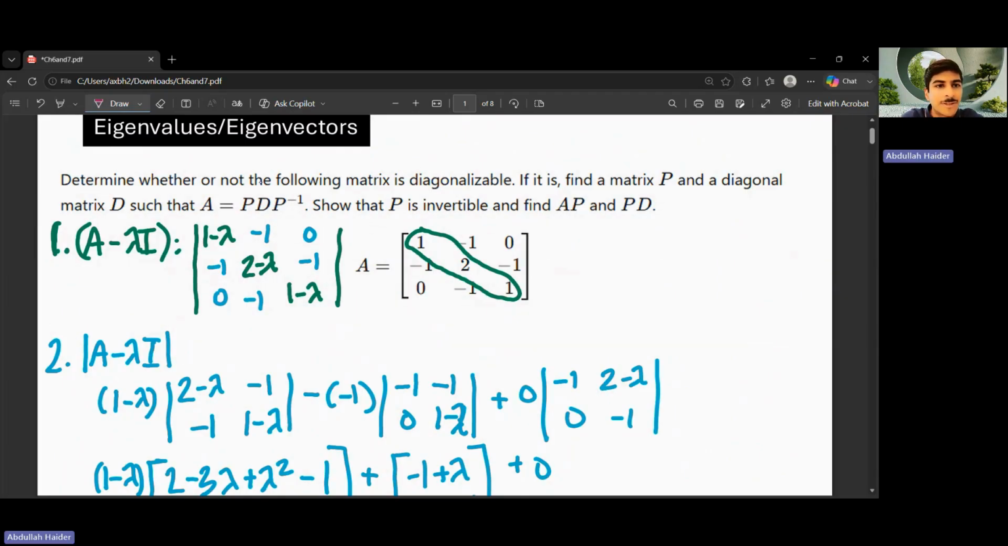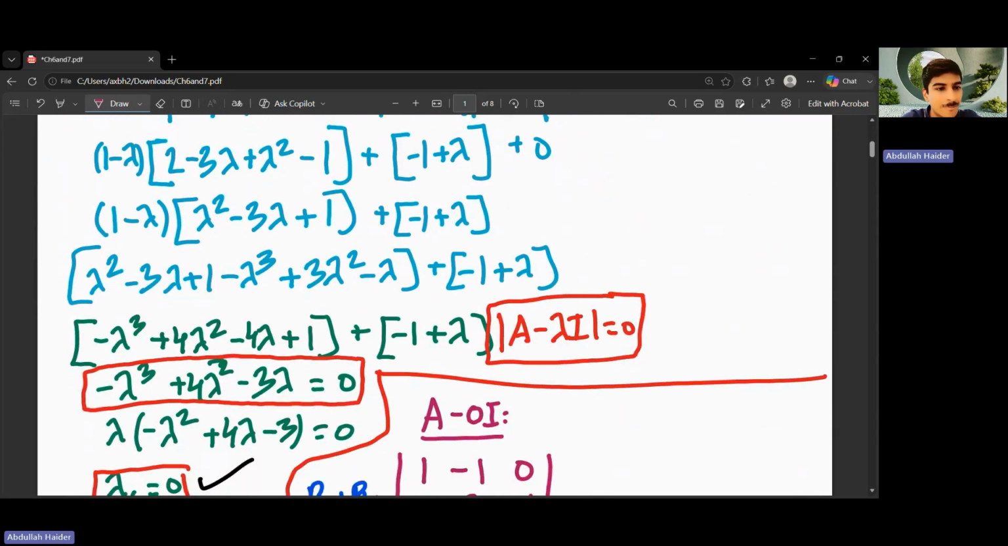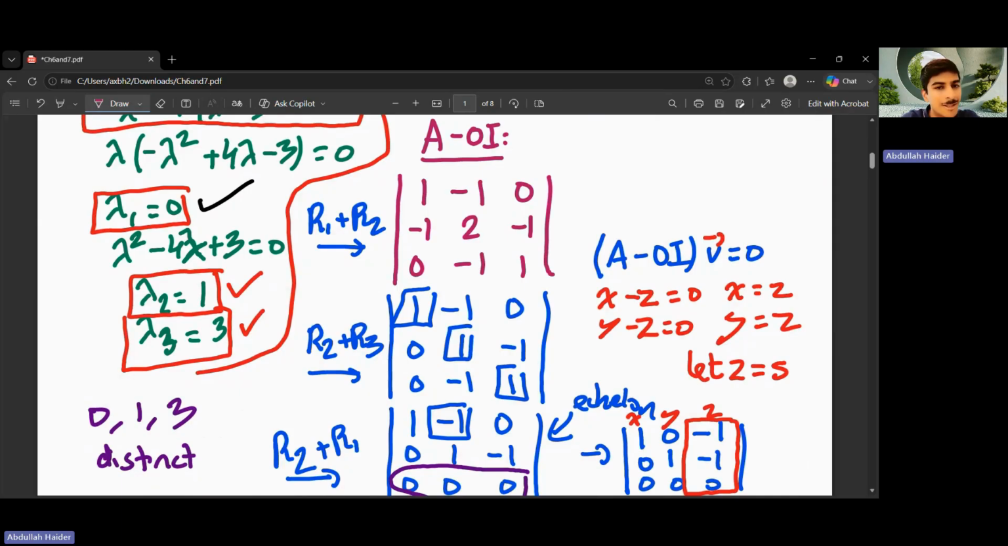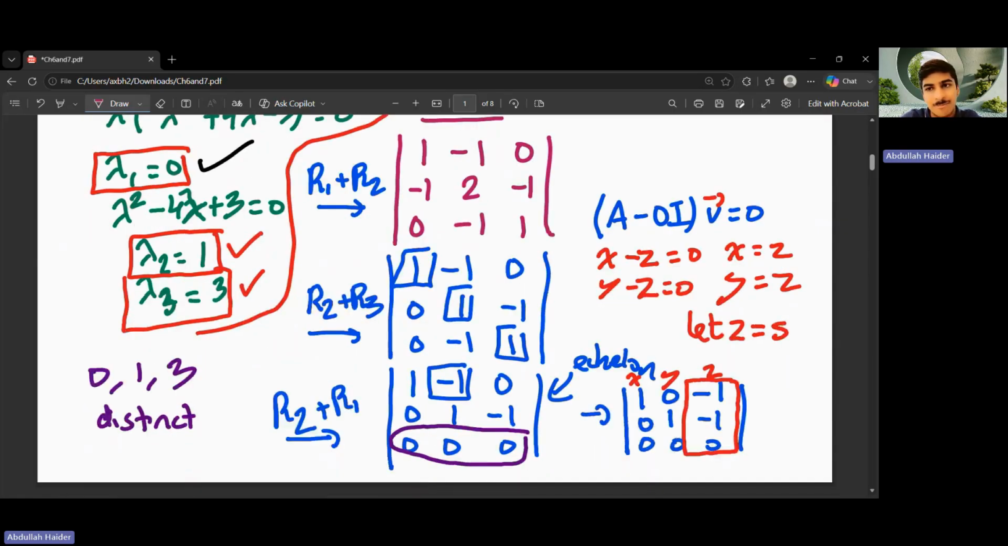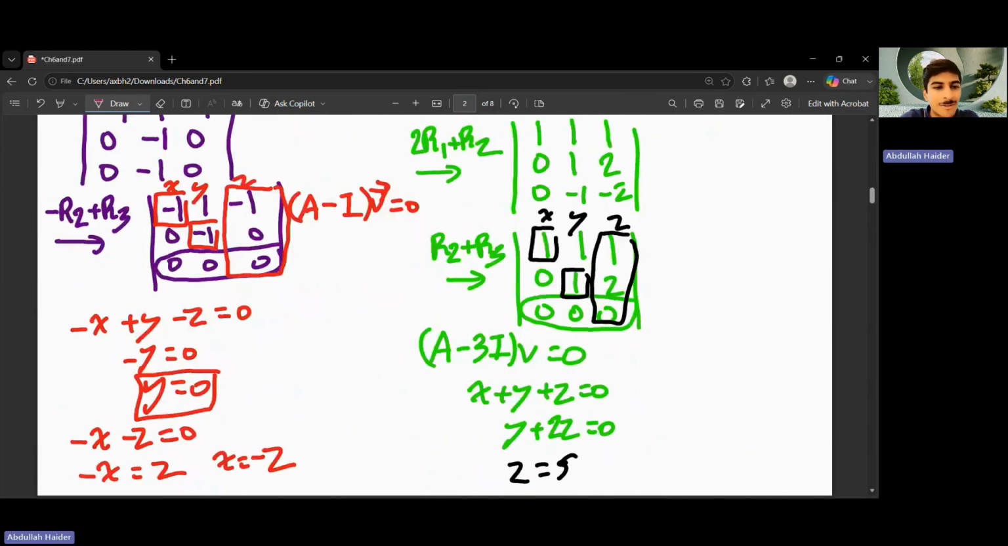So determine whether or not the following matrix is diagonalizable. Now, before I go on, just a quick summary. From the beginning, what we did was A minus lambda I, which means subtracting lambda from the main diagonal, then finding the characteristic equation, from chapter 3 or chapter 4, you might remember. Finding the eigenvalues and then substituting these eigenvalues into the equation containing lambda, you get this matrix, and then row reducing them, making this equal to 0, will give you the eigenvectors.